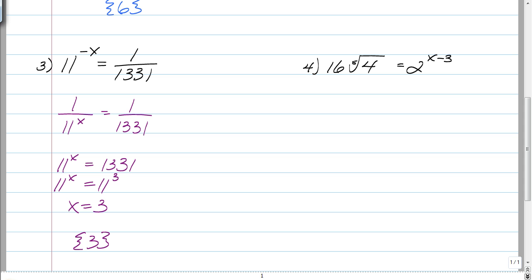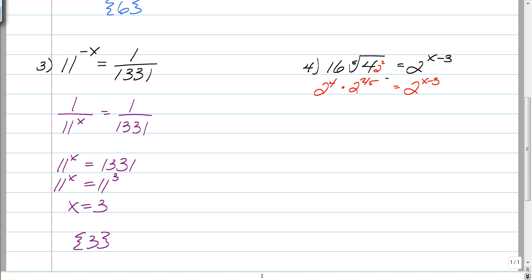Final example. This one's a little bit tricky. Again, we're going to need to get common bases, but this is going to need a couple of different common bases. So first of all, we already have a base of 2 here. This can't be changed, so this is 2 to the x minus 3. We can rewrite 16 as 2 to the 4th power. And we can also rewrite the 5th root of 4, because remember 4 can be written as 2 squared, and a 5th root can be written as a 1/5 power. So the 5th root of 4 can be rewritten as 2 to the 2/5 power.